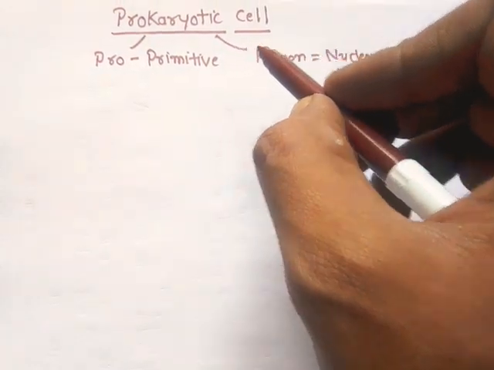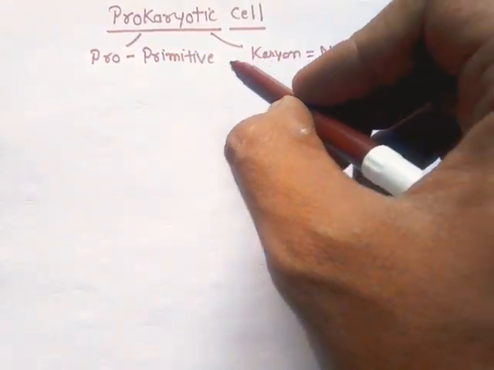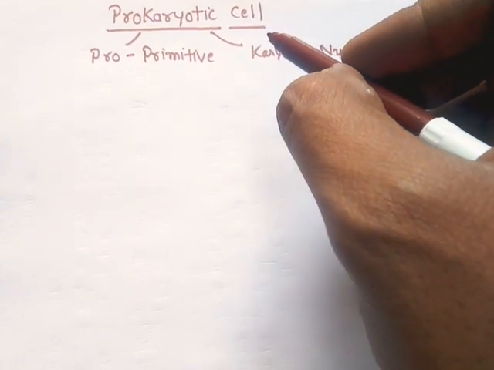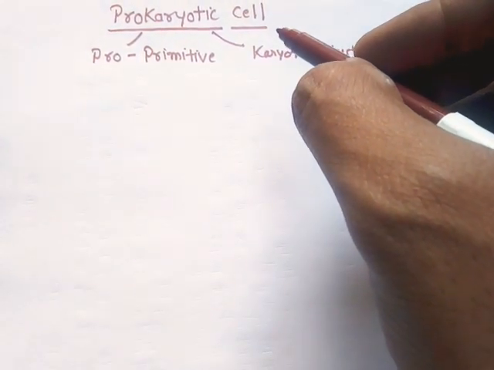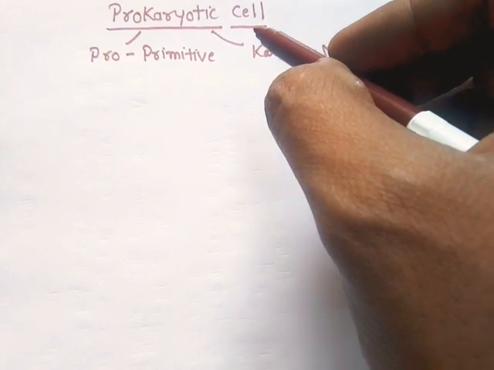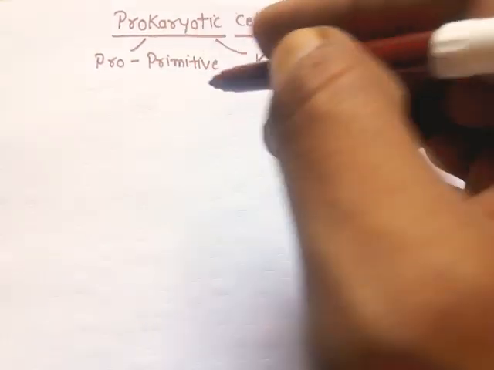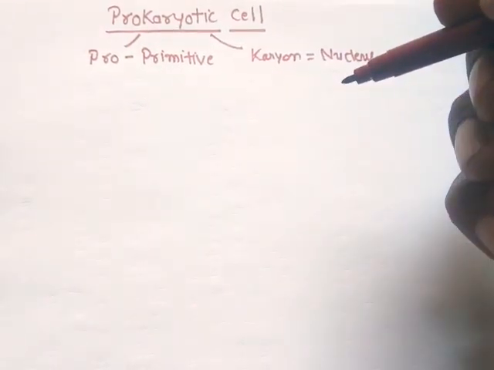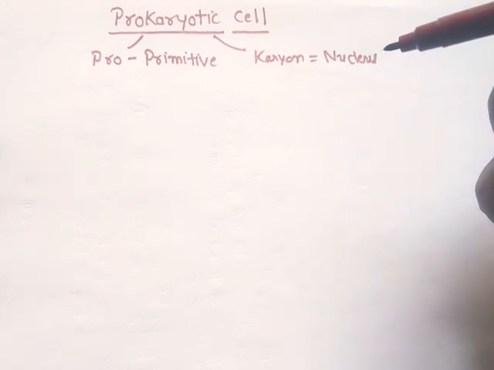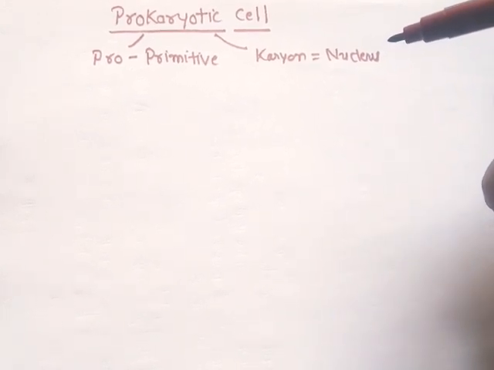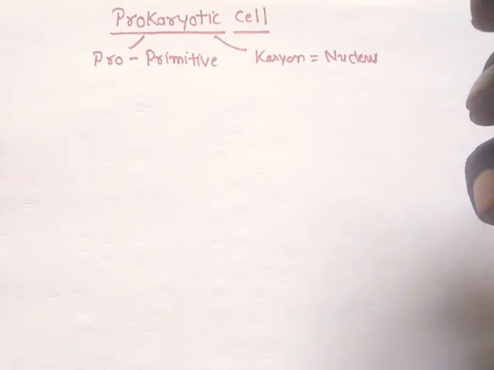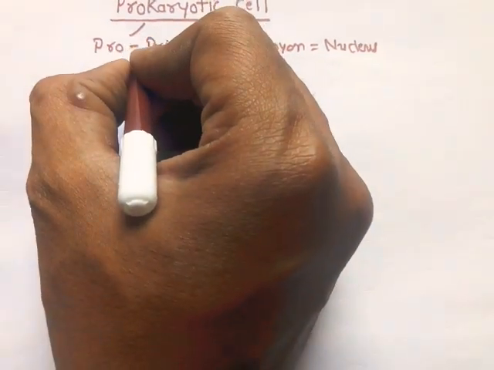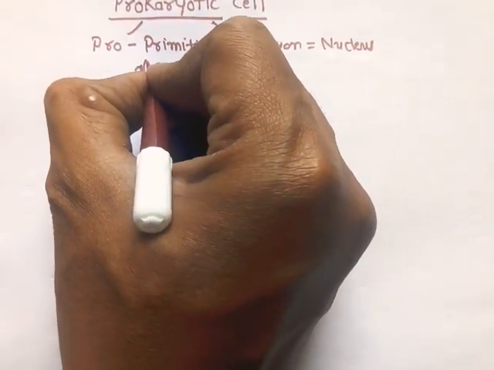That means cells with a primitive nucleus, an old nucleus, or you can say a loosely organized nucleus, are called prokaryotic cells. If we go definition-wise, a cell with a nucleus that lacks a nuclear membrane is known as a prokaryotic cell, and examples of these cells are all bacteria.